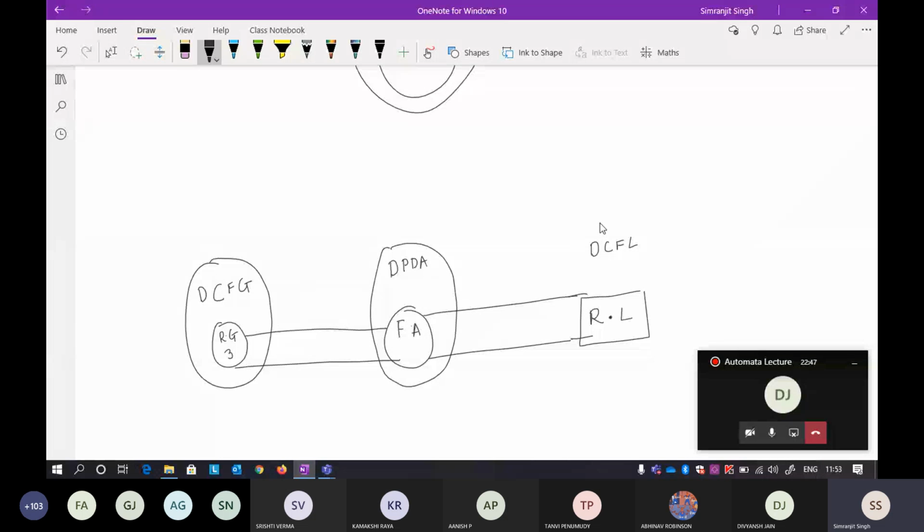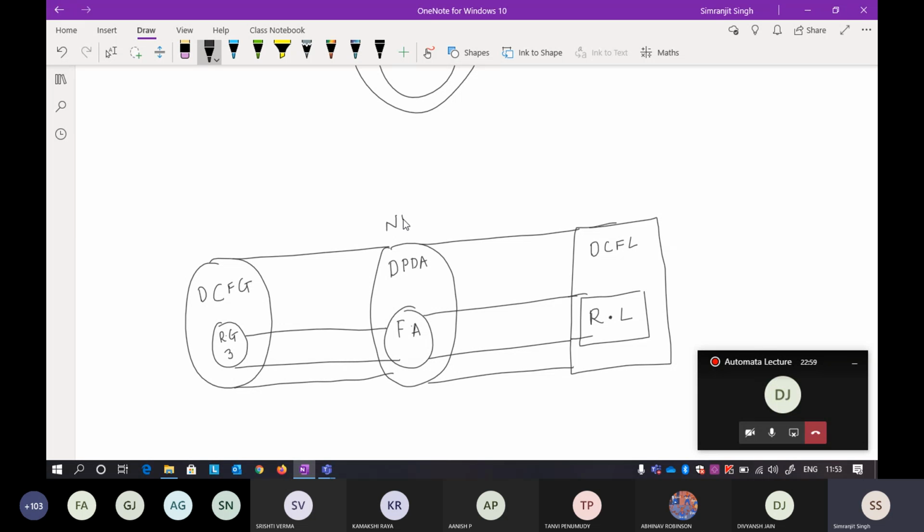Also write it like this one. Okay, so now after that, there was something called an NPDA, non-deterministic pushdown automata. So now you can write this particular thing. The corresponding to it was your non-deterministic CFL. You can also call it CFL.